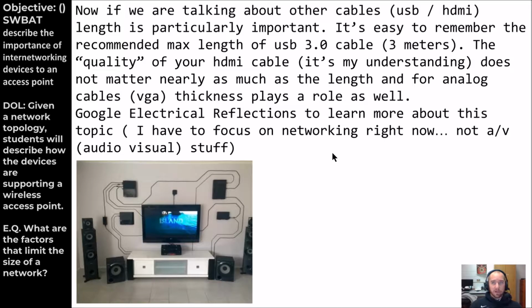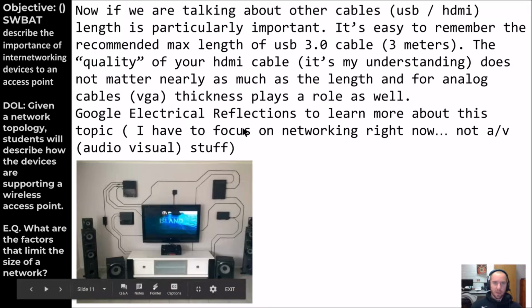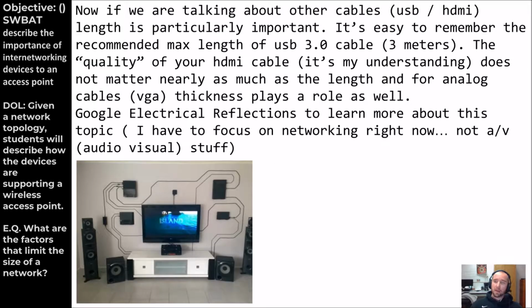So if we're talking about other cables like USB and HDMI cables, length is particularly important. Before, I was just talking about internet cables. So if you're trying to play a movie from your Xbox to your television using an HDMI cable, you want as short of one as possible. It's easy to remember the recommended length of a USB 3 cable. USB 3 has a maximum length of 3 meters.